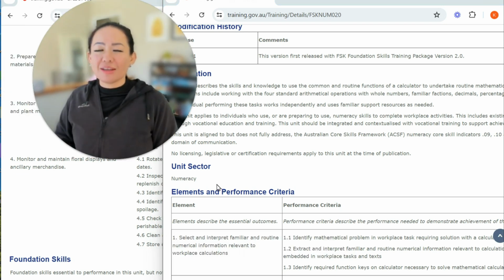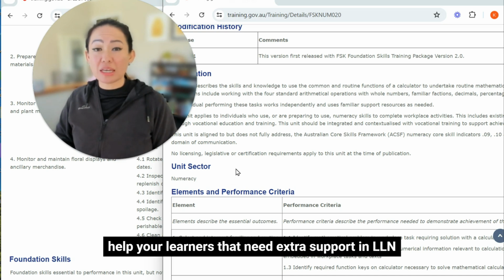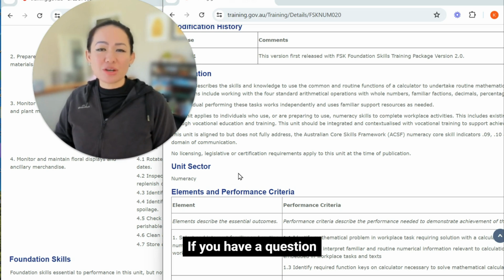So I hope this video has helped you in understanding clustering and the selection of units to cluster to help your learners that need extra support in LLN. If you have a question, please let me know. I'd love to make a video about it.